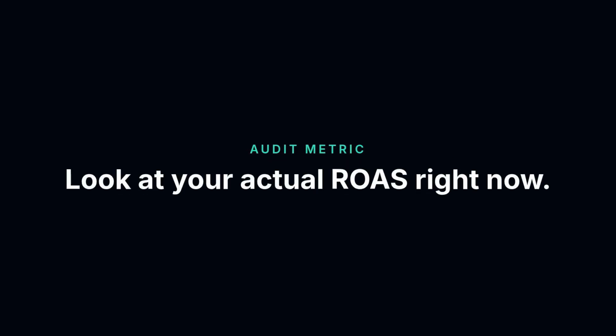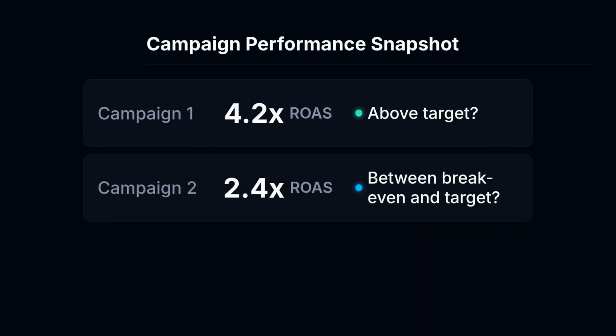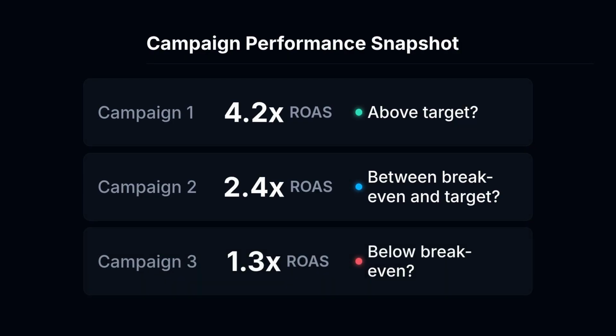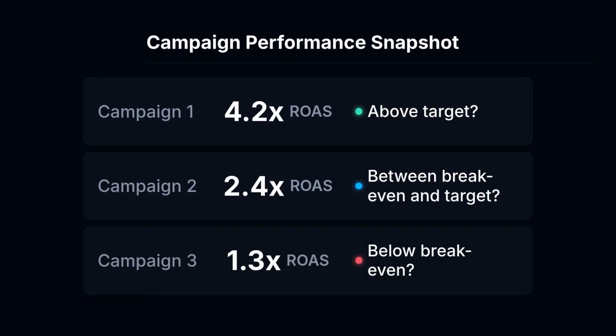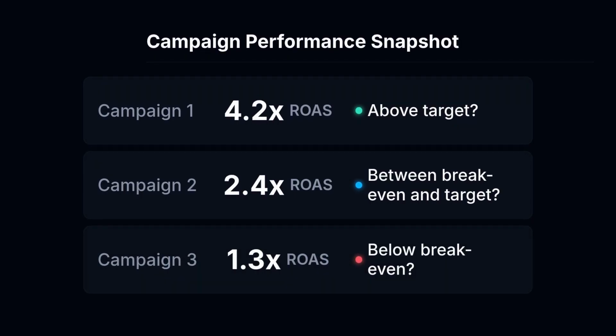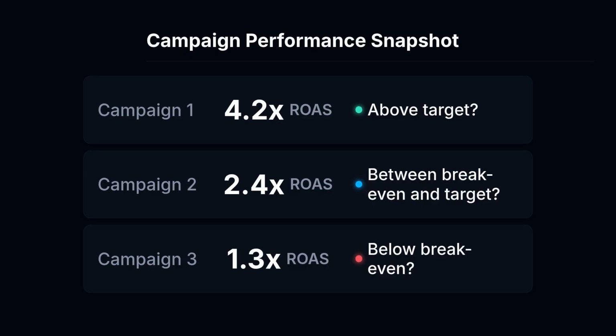So here's what I want you to do after this video. Go look at your campaigns. Look at your actual ROAS right now. Is it below your break-even number? If it is, you're actively losing money. Is it way above your target? Then you might be over-constraining. You might be leaving sales and profit on the table. That's your Monday morning check, and it takes about 5 minutes. Once you know your break-even number, you're all set.